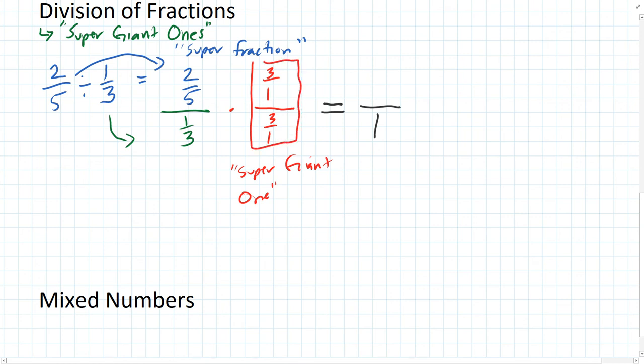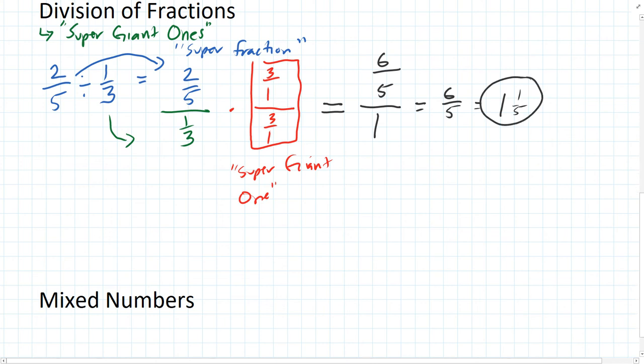2, and then now we just multiply the numerators. 2 times 3 is 6. Let's go right here. 2 times 3 is 6. 5 times 1 is 5. Okay, so we have the super fraction, 6/5 over 1. Anything over 1 is just the same thing, the numerator, 6/5. And if we simplify that, we're going to get 1 and 1/5. So the quotient is 1 and 1/5.